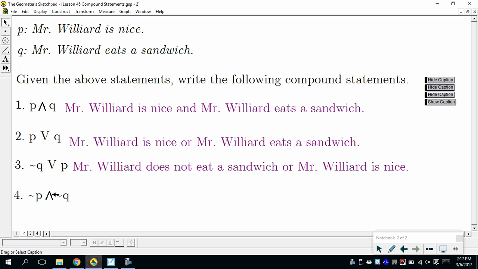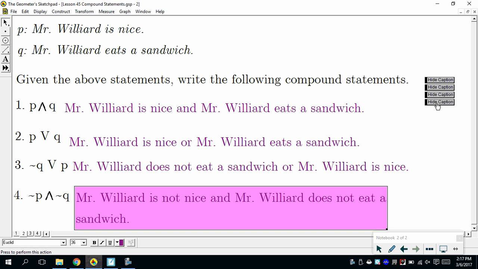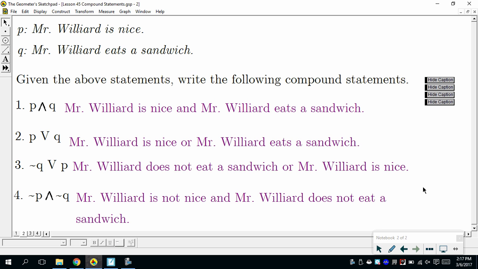So pause here quick and write this one out using the symbols and the two statements up here. So since we have not P, it's Mr. Willard is not nice. We have the and symbol. We know it's and because we can make it into a capital A quick. And we have not Q, Mr. Willard does not eat a sandwich. And we just combine all that together.